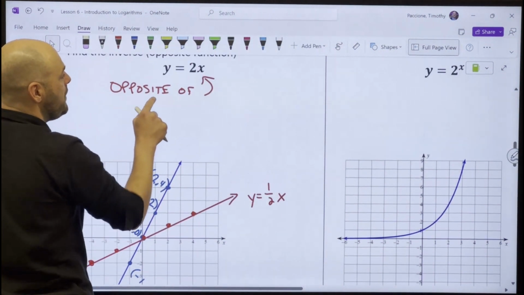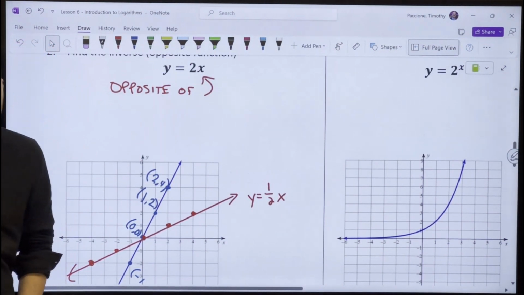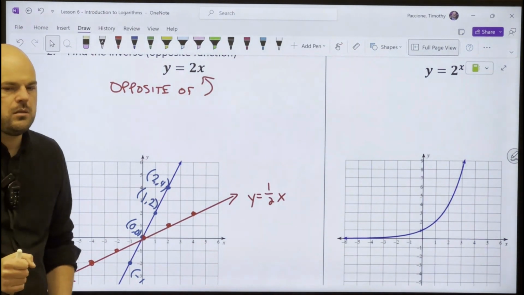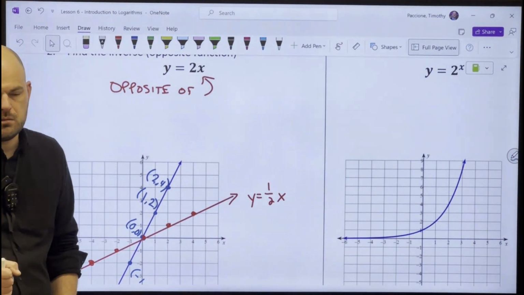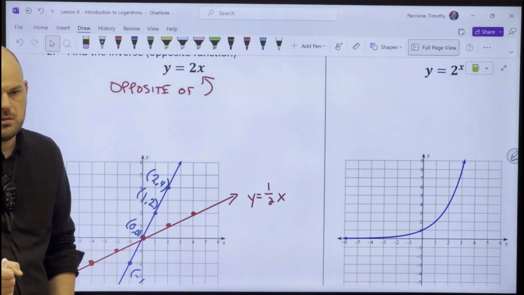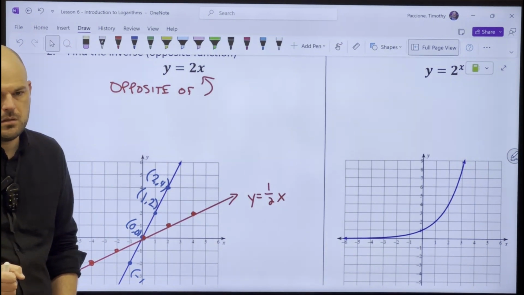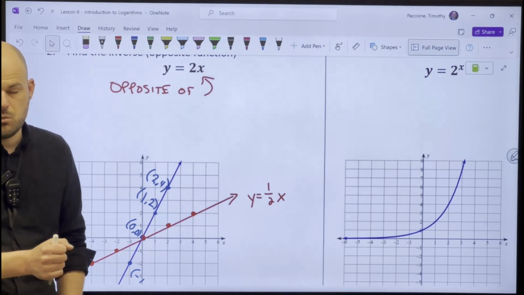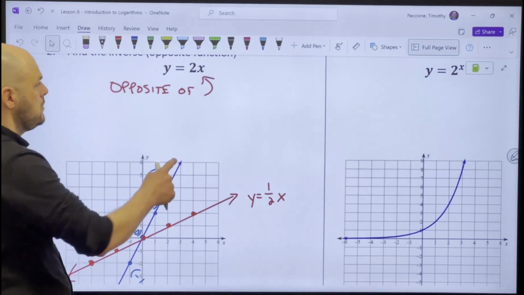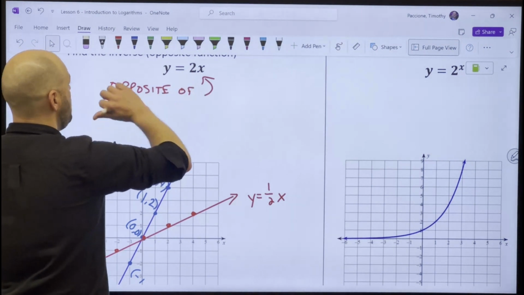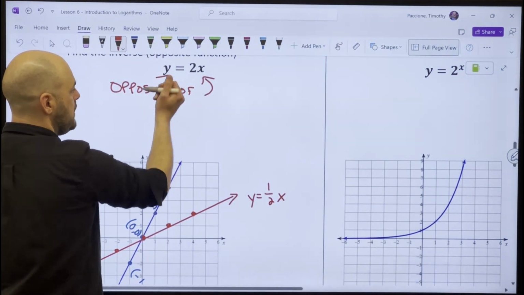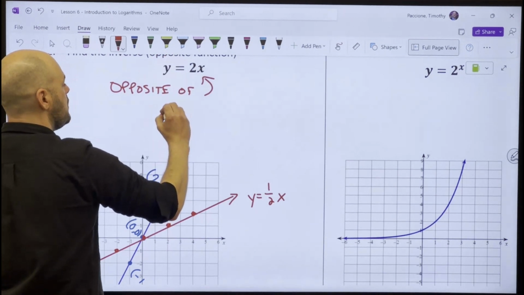Okay, so we want the opposite of y equals 2x, and we want to find it without a graph. Well, what do we do to all those points? We flipped something. The x and the y, right? So what should we do? No, we don't need to do that. We're going to use algebra. What would happen if I flipped this x and y? What would it look like?